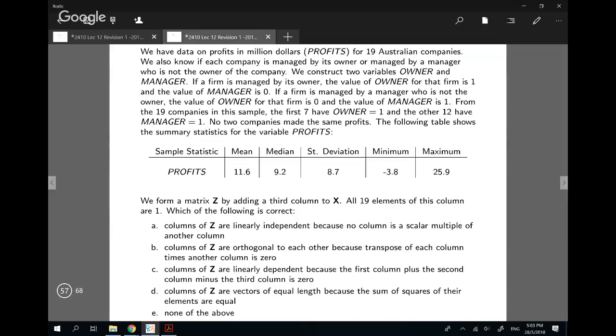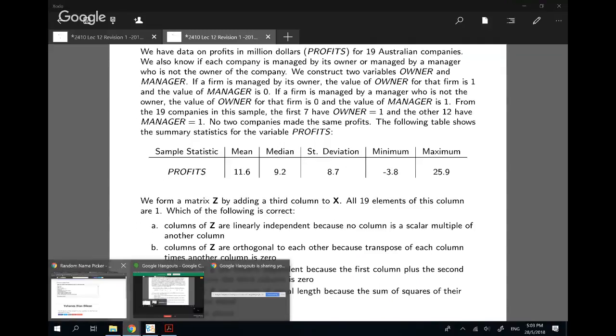Okay. All right. So we form matrix Z by adding the third column to X. All 90 elements of this column are 1. Which of the following is correct? Okay. This is quite easy also. Very long question, isn't it?